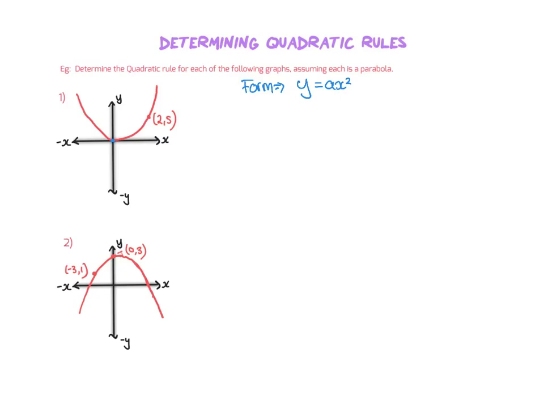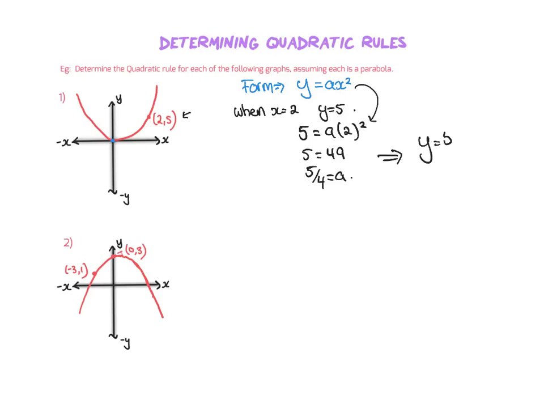So what we can do is we've been given this point here, so we can use that. We know when x equals 2, y equals 5. So you can put it into the basic formula. You go 5 equals a times 2 squared. So I've put it into there. And then you end up with 5 equals 4a, so 5 over 4 equals a. So there's the dilation. So if you have to write the formula for this one, it's 5 over 4 x squared. So there's the one for that one.